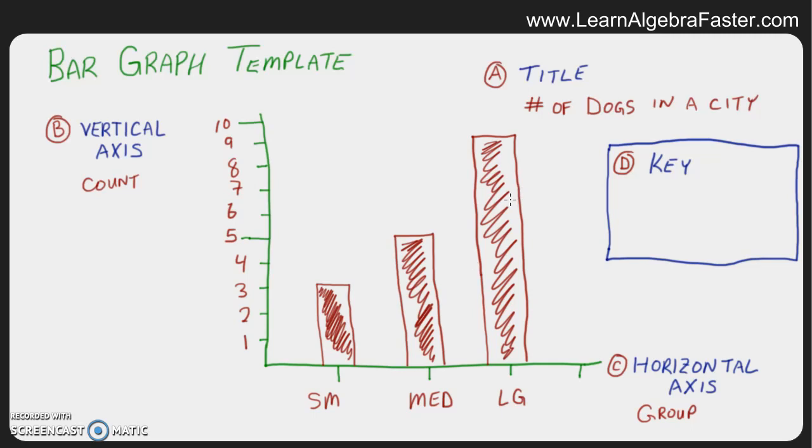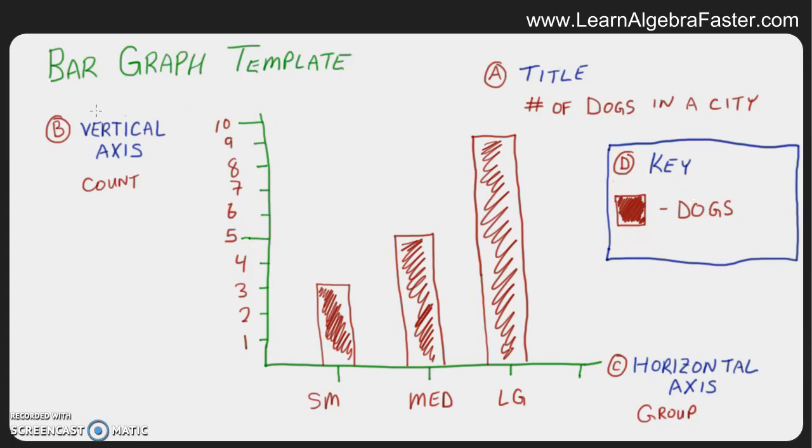So now that we actually have the bars drawn, let's work on the key, which explains what we are measuring. So in this case, it's a very simple bar graph, and we just show that this same color is what we're actually measuring, which are the dogs.